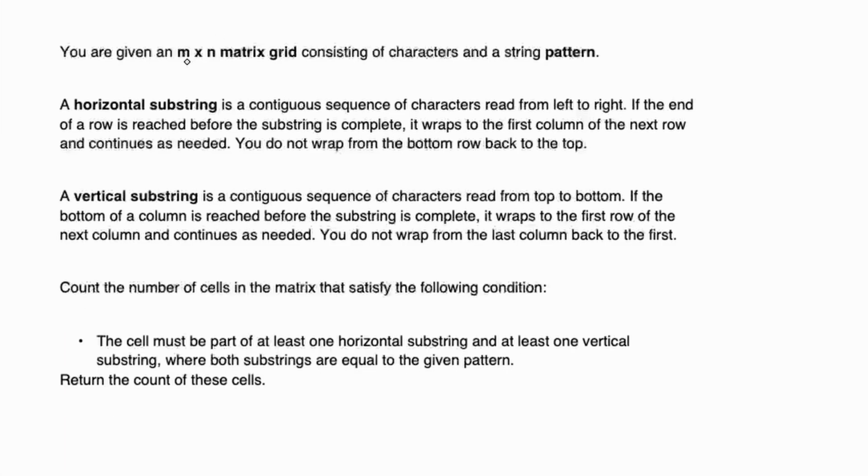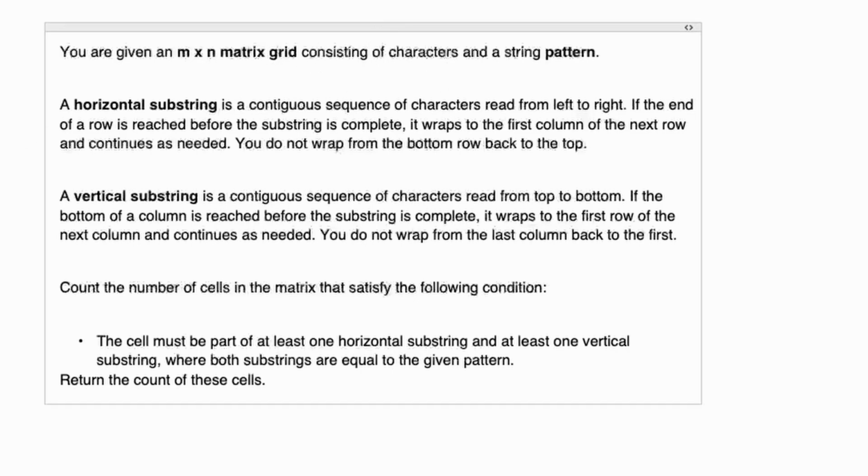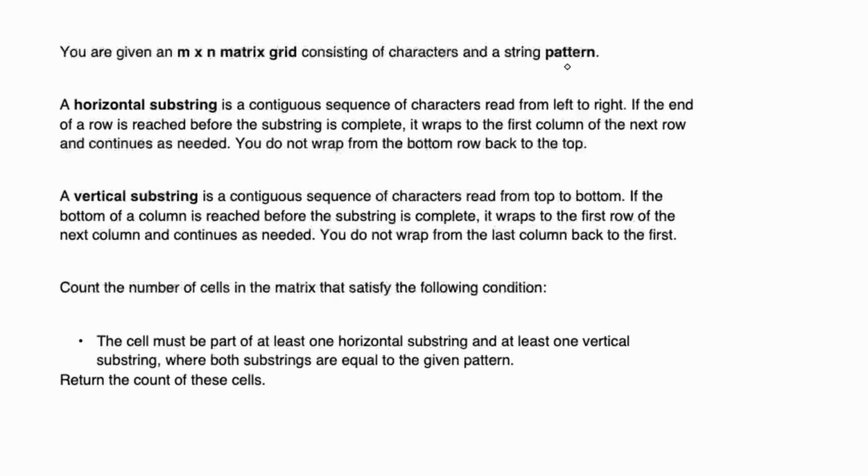The question reads that we are given an m by n matrix called grid consisting of characters and also a string called pattern. A horizontal substring is a contiguous sequence of characters read from left to right in this grid. If the end of a row is reached before a substring is complete, we can wrap around to the next row. Similarly, a vertical substring is a contiguous sequence of characters read from top to bottom. If we reach the bottom of a column before the substring is complete, we can wrap around to the next column. You'll see what this means when we actually look at the example.